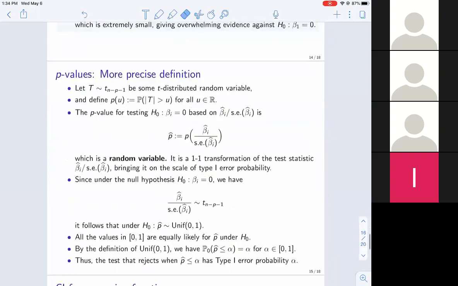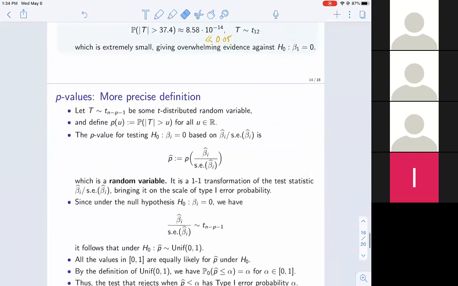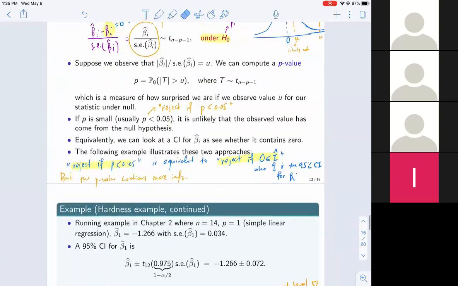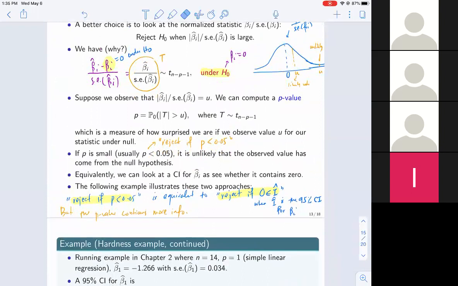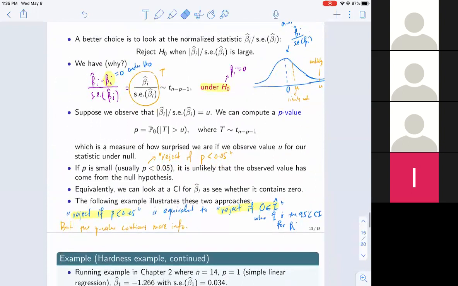So this is the precise definition. This is one precise definition. The p-value is just a random variable. This random variable is just a transformation of your test statistic. It is neither a probability nor anything else. It's just another random variable which you get by transforming the original test statistic.